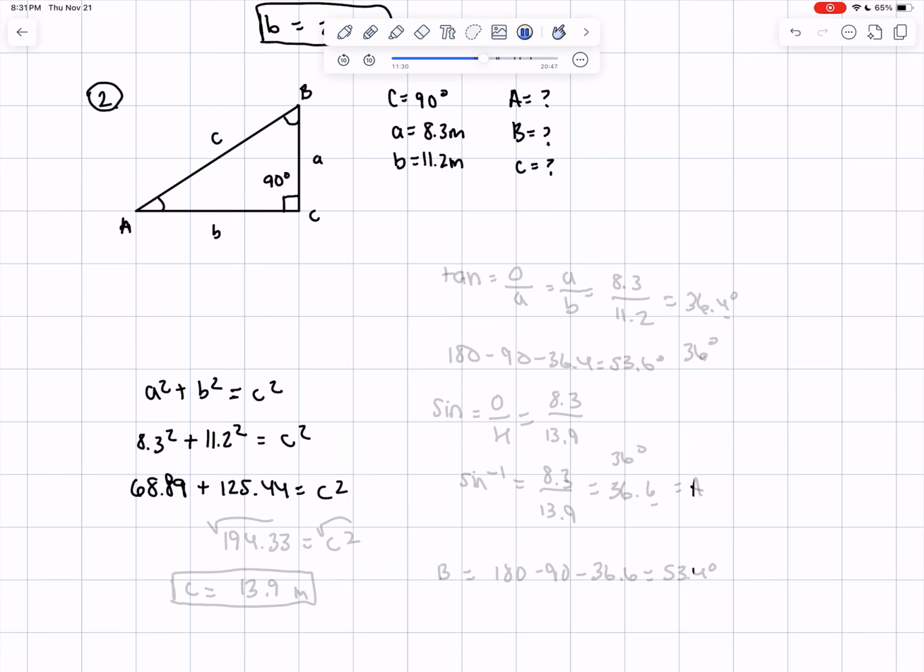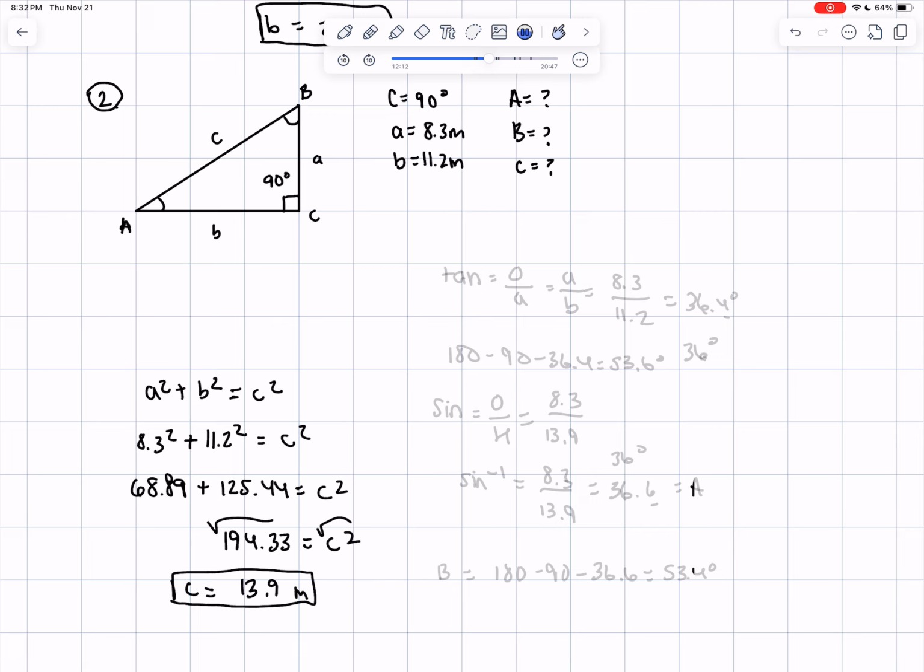Now we just add them together. I get 194.33. And then we take the square root of both sides. And we get 13.9 meters. So we know c equals 13.9. Now I want to find angle A and angle B. I have one angle, I have 90. So if we find one of them, we can find the other one by subtracting from 180.